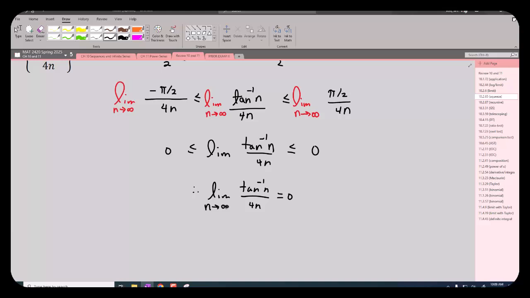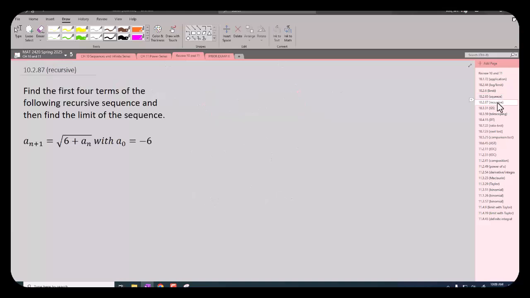All right, so let's take a look. The next slide is about recursive functions. It says find the first 4 terms of the following recursive sequence, and then find the limit of the sequence.